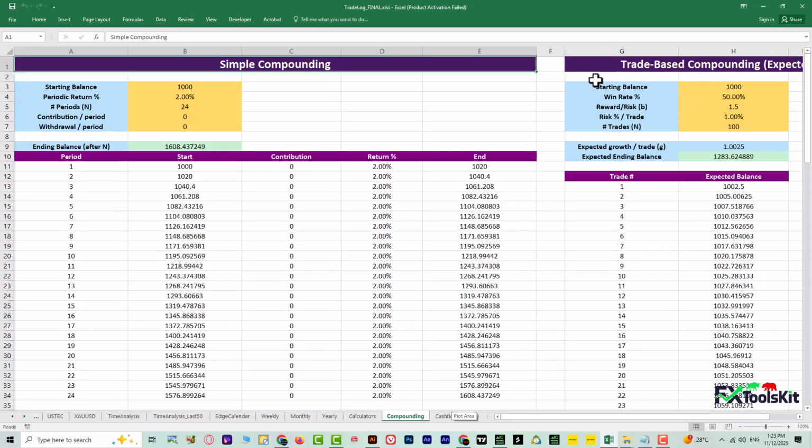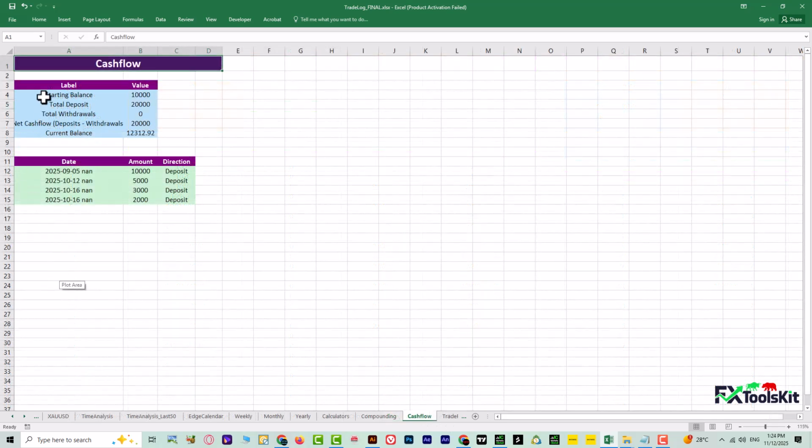Let's move to the compounding sheet. In this sheet, you can easily calculate the compounding. Put any amount in the starting balance and it will automatically calculate. In the cash flow sheet, you can easily check the starting balance, total deposit, total withdrawal, and current balance. You can check those at a glance.